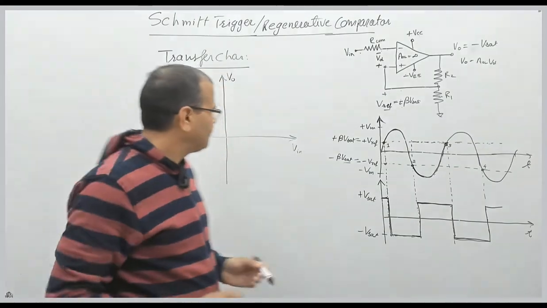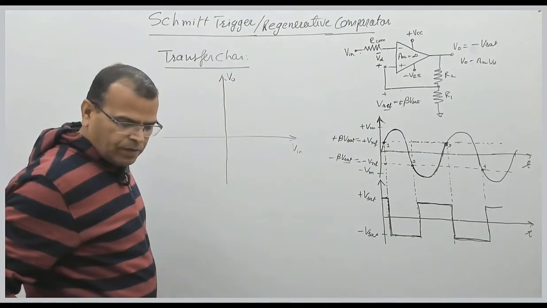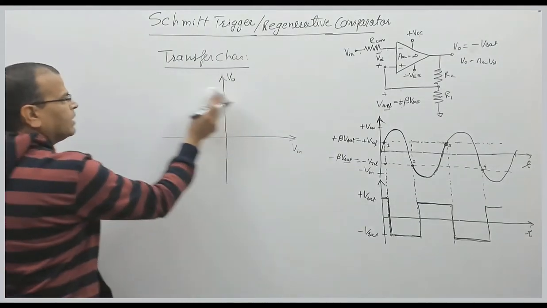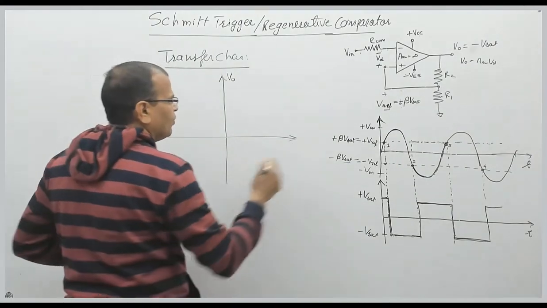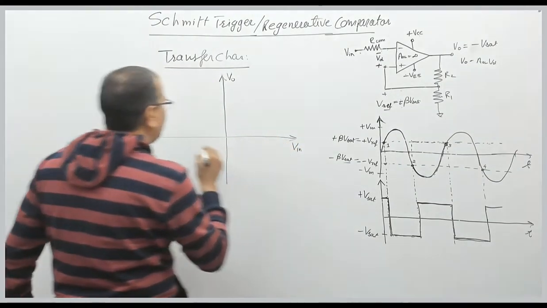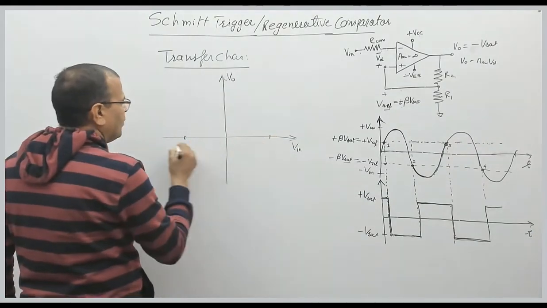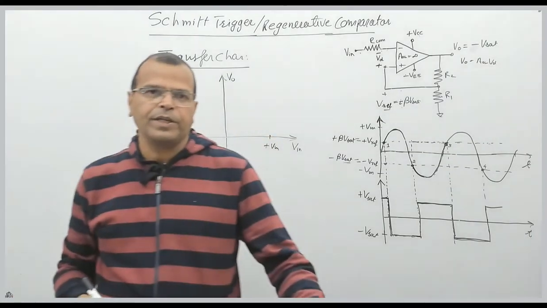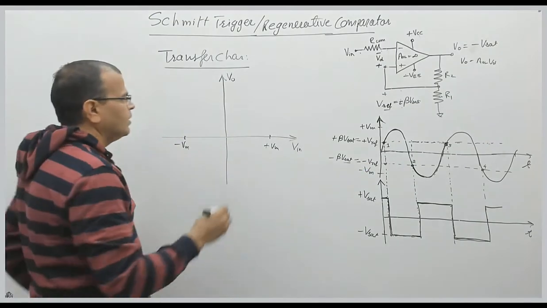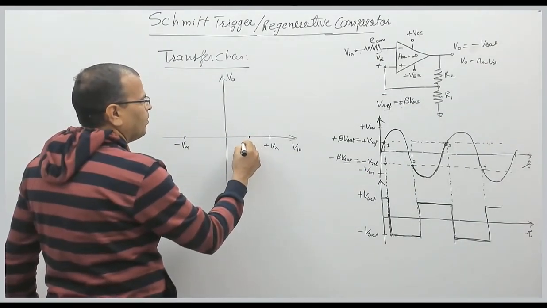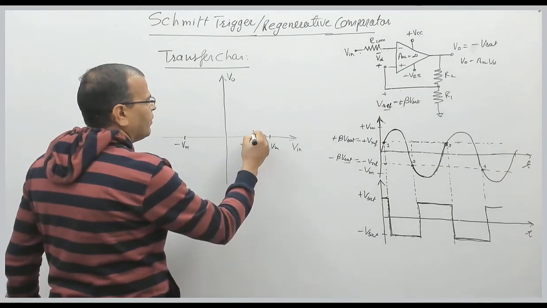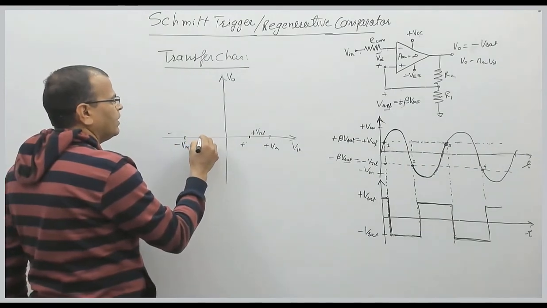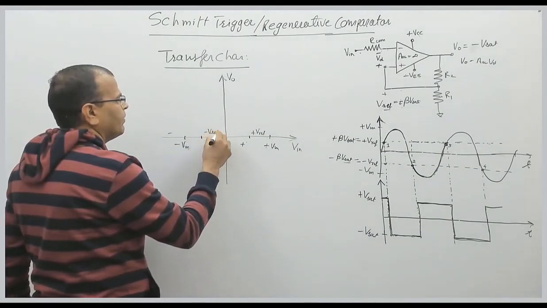Fine. So for drawing the variation, again we will be considering a sinusoidal input voltage, right? So we have a sinusoidal input voltage which is having amplitude minus Vm on negative side and plus Vm on positive side, right? We have two reference voltages. Positive reference is plus Vref, and negative reference is minus Vref, right?